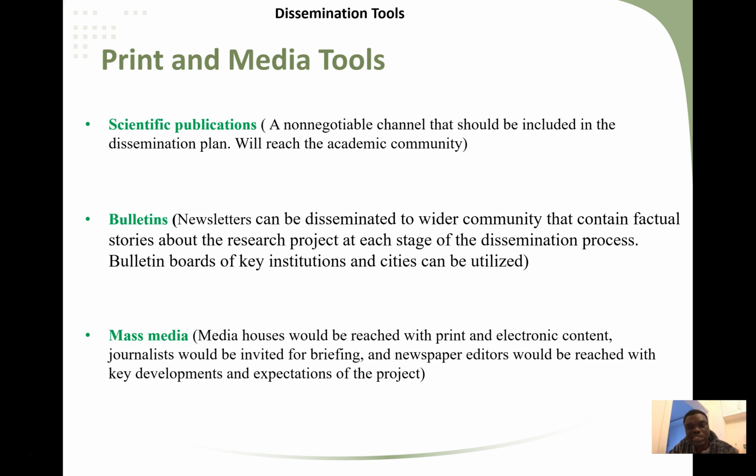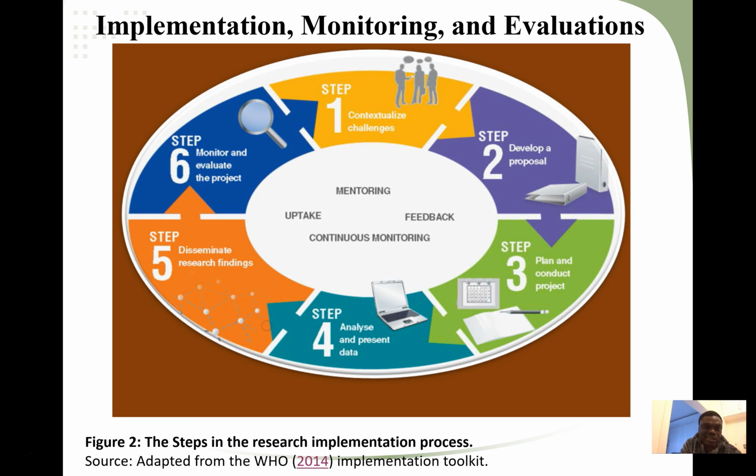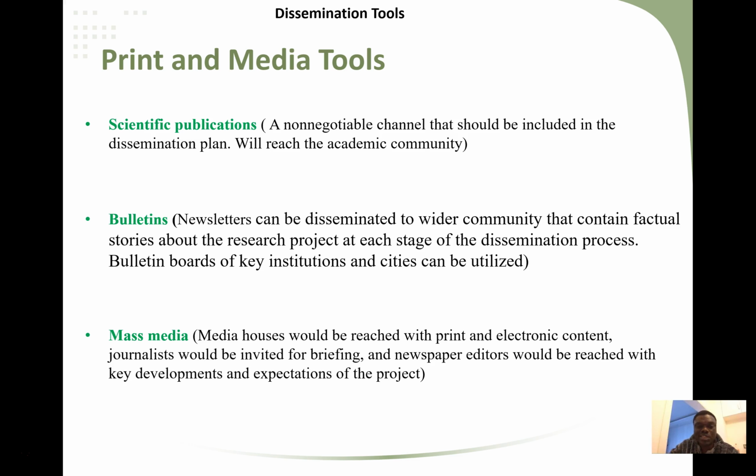So scientific publications would target the academic community. If we are targeting the academic community in one phase of our dissemination, then we will use scientific publications. However, I do think that this is a must. We must do this at every phase of the dissemination, because this is research, and research is communicating. We have to communicate our research scientifically in some way.